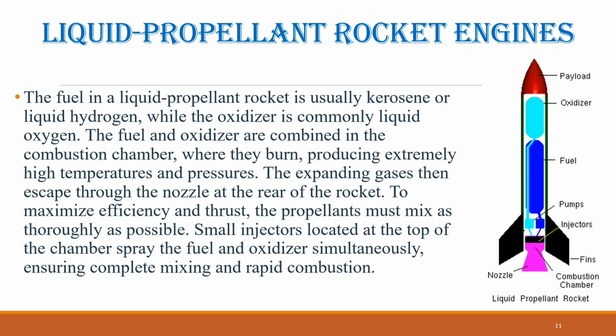A liquid propellant engine requires separate storage tanks, one for the fuel and one for the oxidizer, as well as pumps, a combustion chamber, and a nozzle. The fuel in a liquid propellant rocket is usually kerosene or liquid hydrogen, while the oxidizer is commonly liquid oxygen. The fuel and oxidizer are combined in the combustion chamber where they burn, producing extremely high temperatures and pressures. The expanding gases then escape through the nozzle at the rear of the rocket.